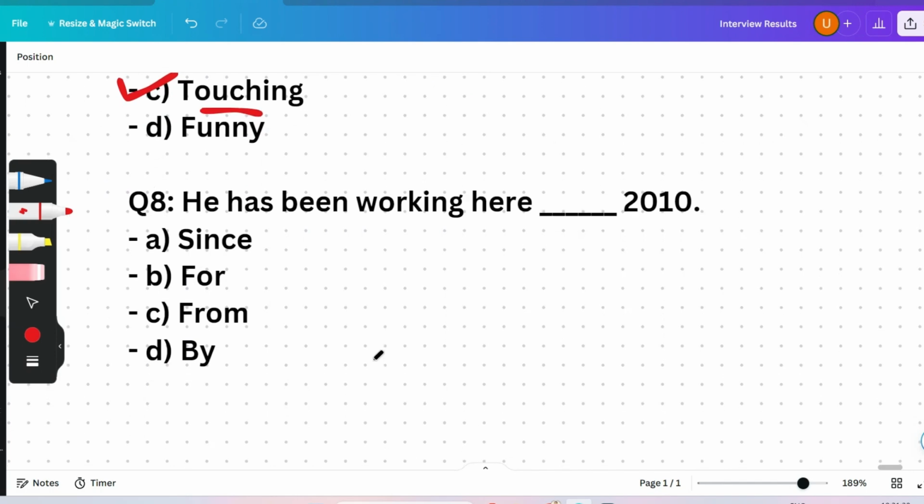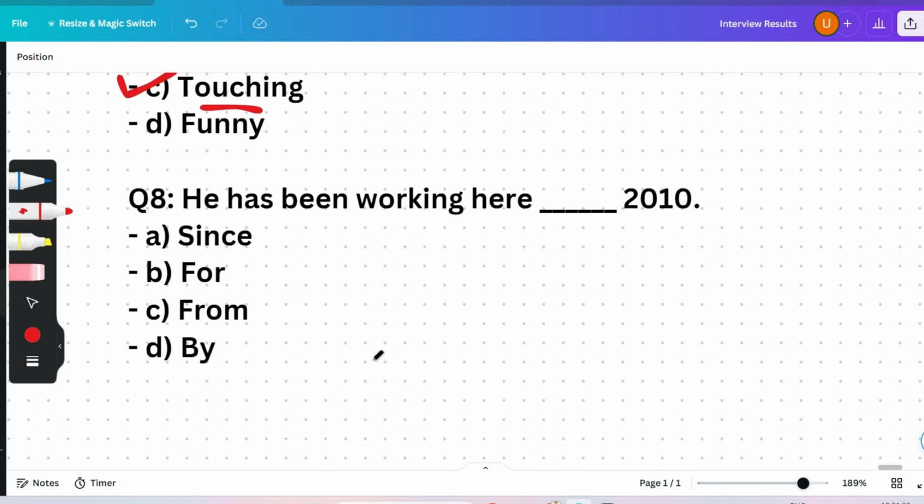The next question is, he has been working here dash 2010. So here which preposition will be correct? Since, for, from, by. So he has been working, this is in present perfect continuous tense, and in present perfect continuous tense, mainly the event has actually started earlier, but is still in progress. That means when it will be completed we don't know. So it is an event which has already started earlier but is still continuing. So that is present perfect continuous tense.